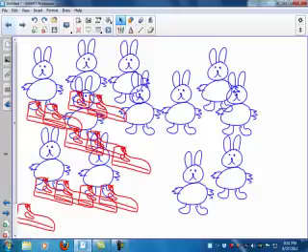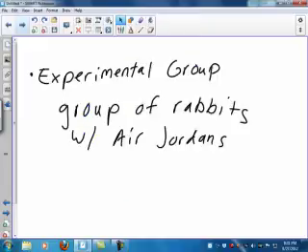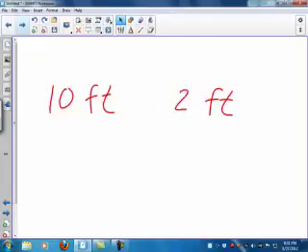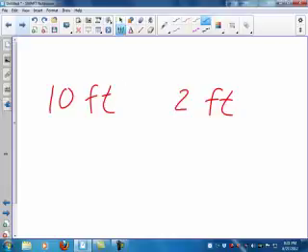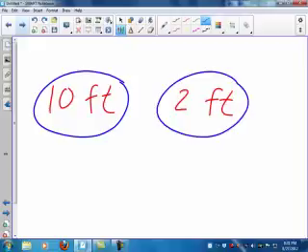So we'll pretend in this experiment, I ran it, we measured, we had each rabbit jump twice, and we'll say the experimental group, the group that got Air Jordans, jumped 10 feet on average, and the control group, no Air Jordans, only jumped 2 feet on average. So it turns out that I was right. Using Air Jordans will cause my rabbits to jump higher.